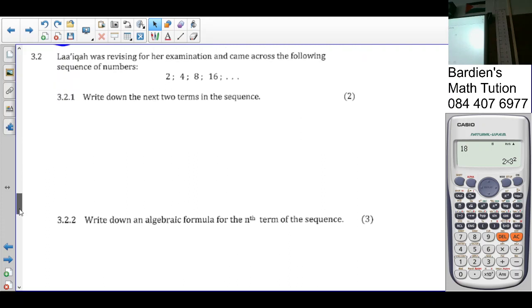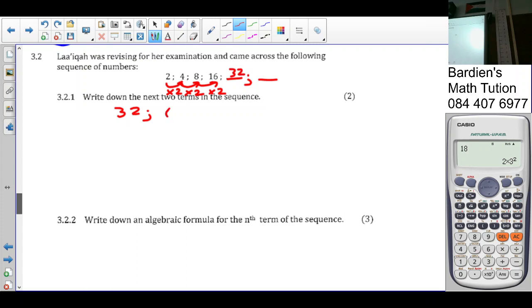So in 3.2 we are told the student was revising for examination and came across the following sequence of numbers. Write down the next two numbers in the sequence. So how do I get from 2 to 4? Multiplied by 2. 4 to 8, times 2. 8 to 16, times 2. So 16 times 2 is 32. And 32 times 2 is 64.